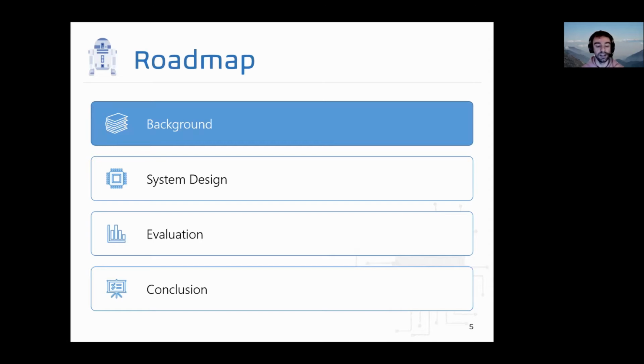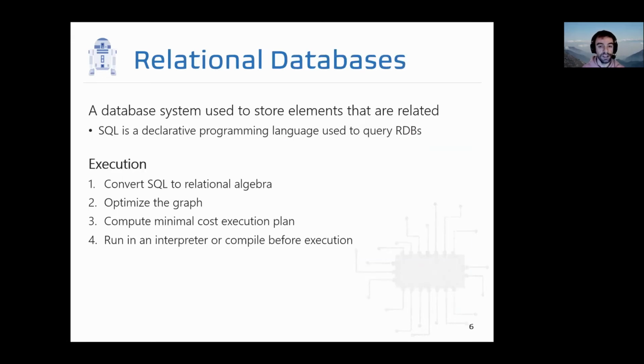So the roadmap for today: we start by giving a background on relational databases as well as GPUs, talk about the system design as well as evaluation, and lastly, finish with a conclusion. A relational database is a database system used to store elements that are all interrelated. And they can be queried using SQL, which is a declarative programming language specifically designed to query relational database systems.